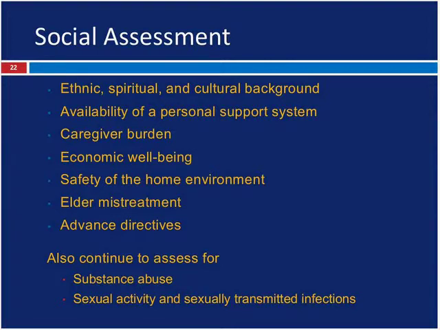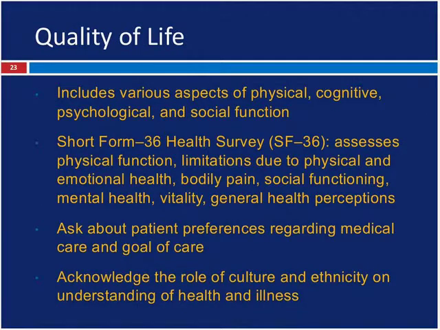A few other areas that would round out the social assessment include substance abuse, whether that's alcohol or other illicit drugs. And also, we can't assume that our older population is not sexually active. In fact, the majority are, and at risk for sexually transmitted infections, which, again, are under-recognized because the supposition is that our older patients are not sexually active.